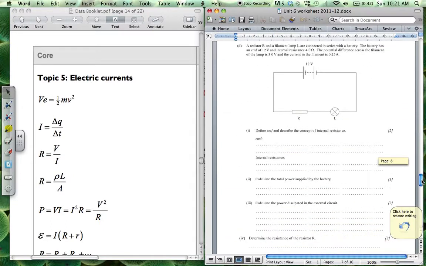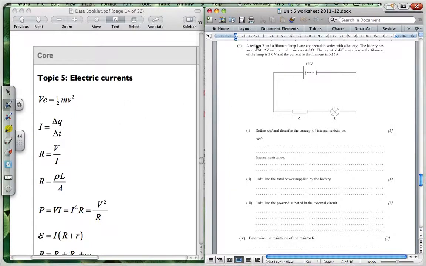Right, going over the page now, this is actually a regular resistance problem, but we can still do that here. So we have a resistance R and a filament lamp L connected in series with the battery. The battery has an EMF of 12 volts and an internal resistance of 4 ohms. And that's important. The potential difference across the filament lamp is 3 volts.